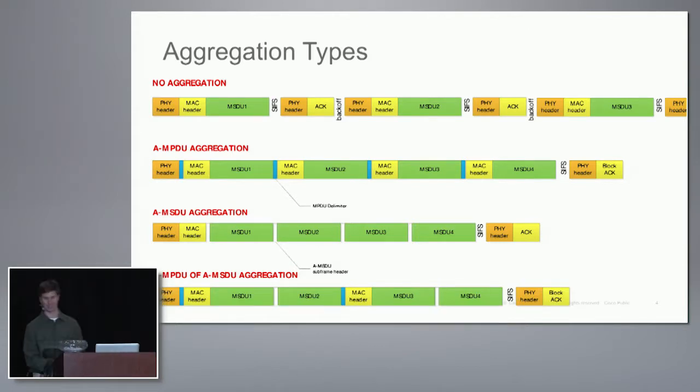Then you kind of have the best of both worlds with AMPDU of AMSDU aggregation. So you're still doing long frames over the air, but you're also breaking up the MPDUs so that if you have an error, you don't have to retransmit as much.